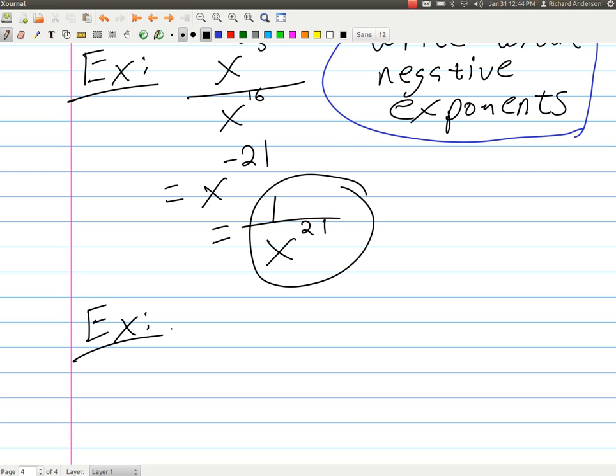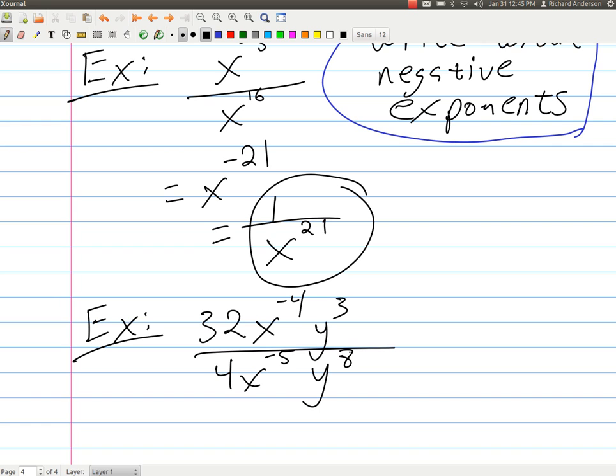All right. If we throw some numbers into the mix, like this, for example, I've got 32x to the negative 4, y to the positive 3, and then I've got 4x to the negative 5, y to the positive 8, and I'm again told to simplify, and they may or may not tell me to write without using negative exponents.